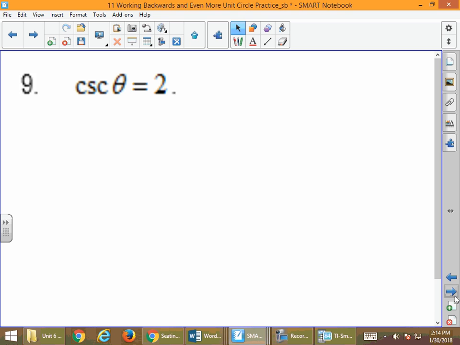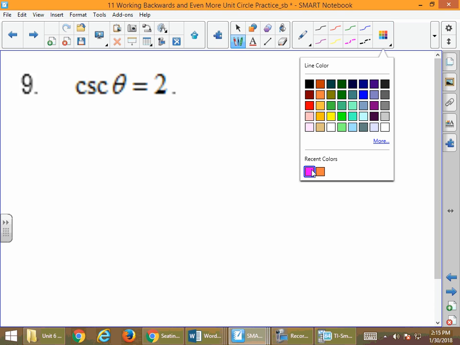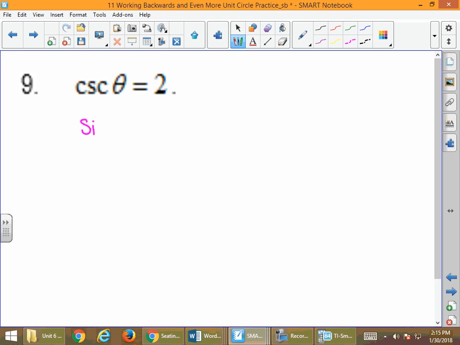If we look at the cosecant of theta equals 2 on problem number 9, once again, I don't know much about cosecant, so what I'm going to do is convert it into its reciprocal. The reciprocal of cosecant is going to be sine. So this is sine of theta. Since they're reciprocals, we're going to take the reciprocal of 2 and we get 1/2.